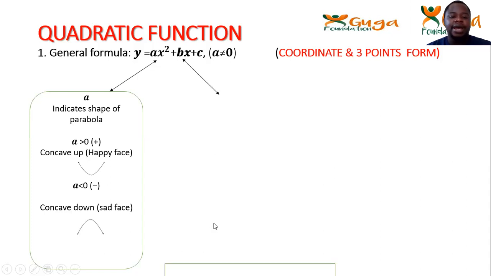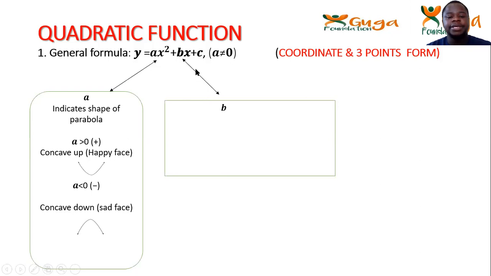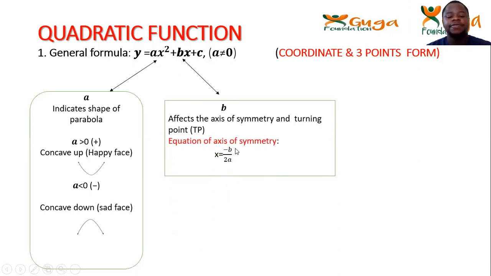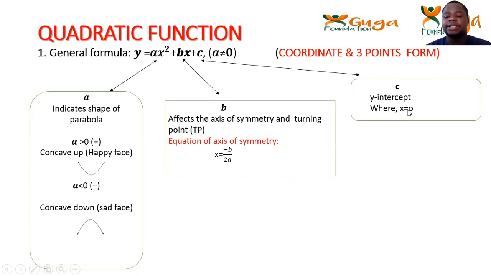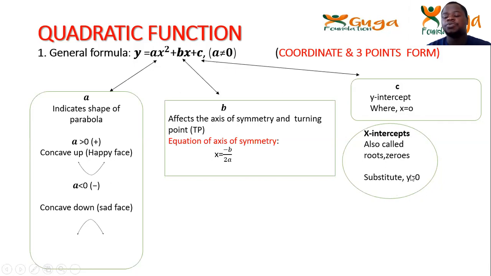Okay, now let's look at b. The b here affects the axis of symmetry and the turning point. The equation of the axis of symmetry is x equals minus b over 2a. And then your c will be the y-intercept, whereby x equals zero. You see, it will be the same as in a straight line. Now, x-intercepts, another name for x-intercepts is roots or zeros. For you to get the x-intercept, you substitute y is equal to zero.